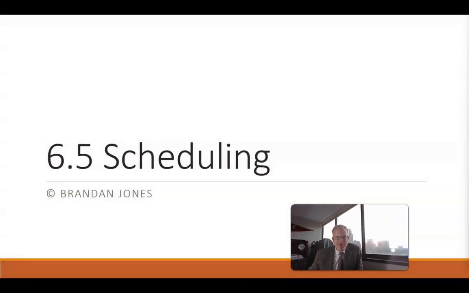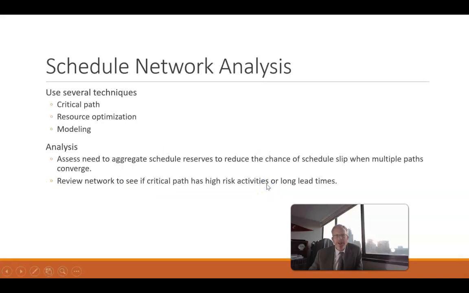With time being one of the three constraints, it naturally follows that scheduling is something that a project manager wants to pay close attention to. So there are several techniques that we can use here, and we'll take a look at several of these. Critical path is where we look at the activities in a project plan that can't be delayed, or if they are delayed, it will impact that final delivery date. Resource optimization is looking at ways we can make the best use of the resources we have.